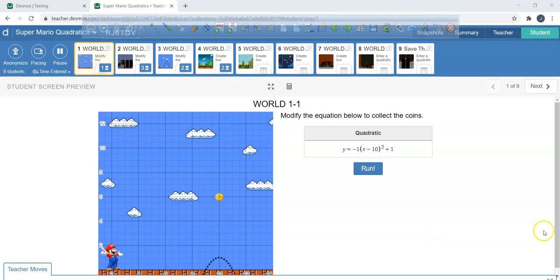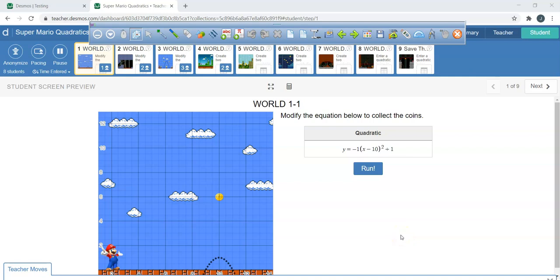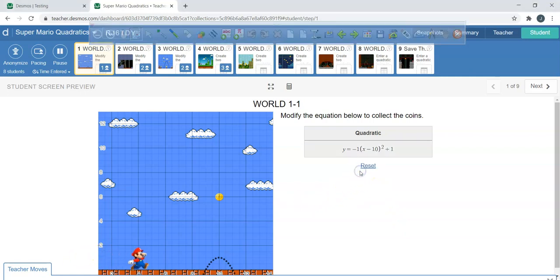All right, today we're going to be talking about a little thing called Vertex Form and dealing with quadratics, and we're going to be doing it playing a little Super Mario Quadratics. You'll see Mario right here. He's getting ready to run. Hit run. He runs and he jumps, but he doesn't quite get to the coin. So how can we get to this coin?